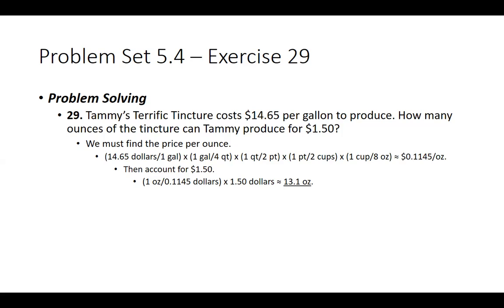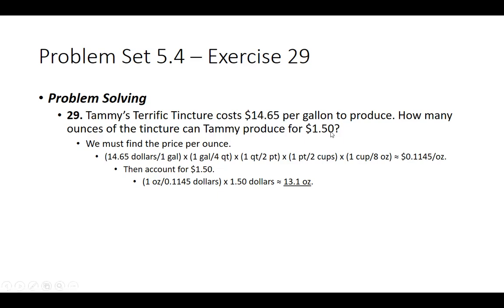We know how many quarts are in a gallon. We know how many pints are in a quart. We know how many cups are in a pint. We know how many ounces are in a cup. So those are the conversion factors we're going to use to get from gallons down to ounces. The thing we're trying to cancel is on the bottom, gallons. So gallons must first be on top with quarts on the bottom. That's 1 gallon over 4 quarts.